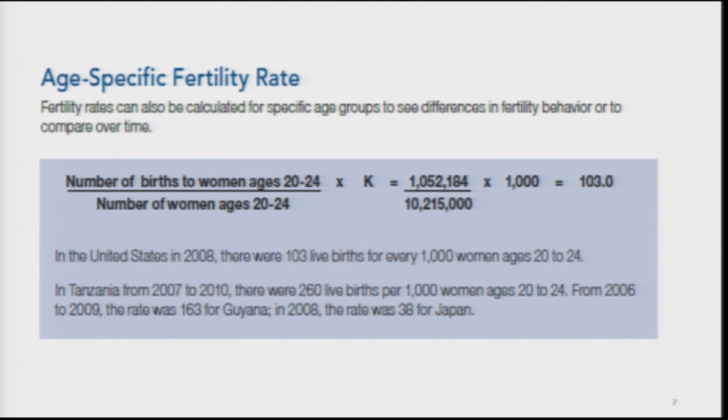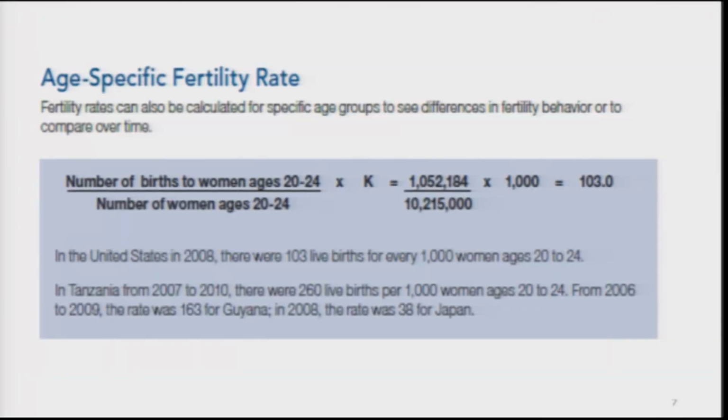And the numerator consists of the number of births among women in a particular age group and the denominator of the number of women in that age group. This refers to the mid-year or average population of the year, goes without saying. And K, a constant, is usually 1000. Sometimes for analytical purposes, when we use analytical models like stable population theory, then K can be 1 also.